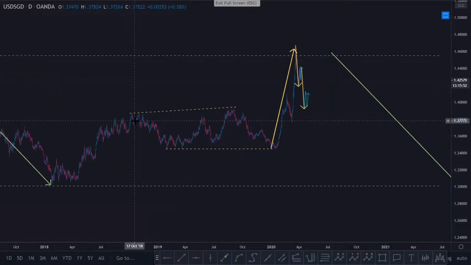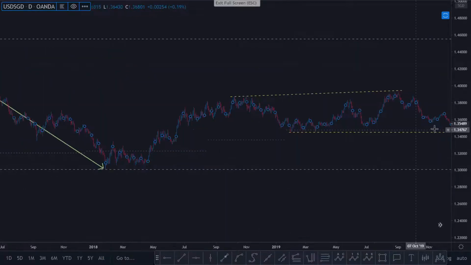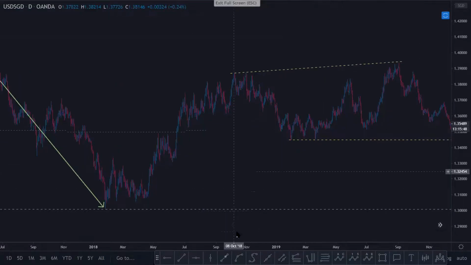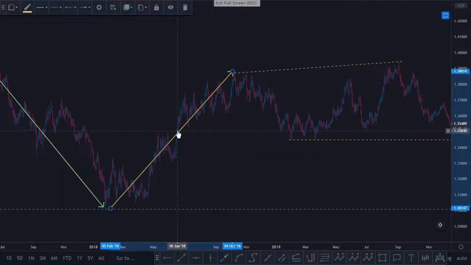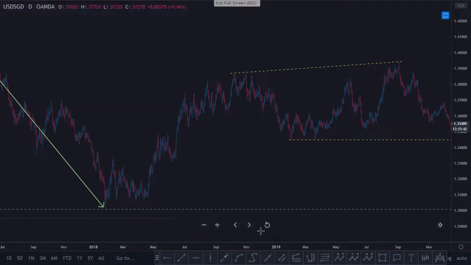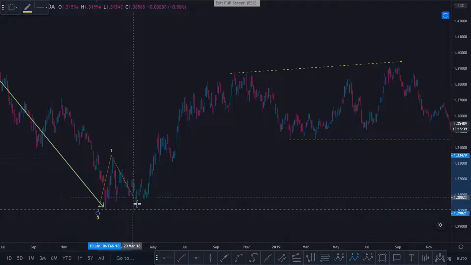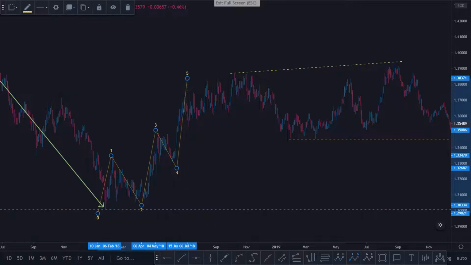And this is a great example of why we don't count 1, 2, 3, 4, 5 waves, because this is an impulse to the upside, right? And if you had to count the waves, we have an impulse, correction, impulse, correction, impulse.